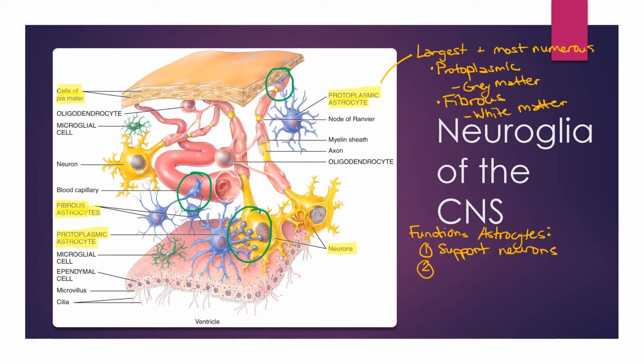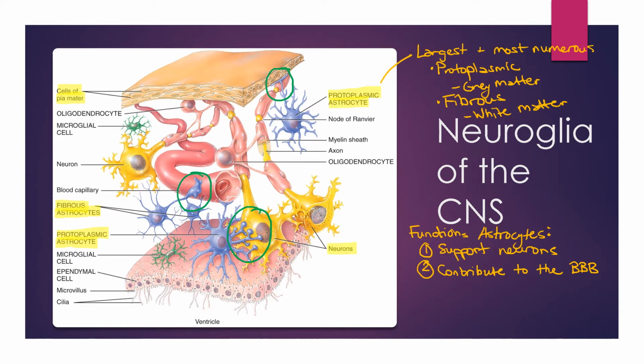Our second function is that they contribute to the blood-brain barrier, abbreviated BBB. This blood-brain barrier maintains selective permeability into the central nervous system. So it doesn't allow just anything from the blood to cross over into the central nervous system. And the astrocytes really contribute to that barrier.